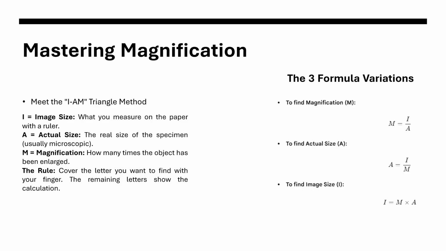If you use both units, that is millimeters for image size and micrometers for actual size, then you cannot conclude with a correct answer. So first of all is the unit conversion. We will practice this conversion in the next slide. As a summary, remember I is on top, A and M are on the bottom. So cover what you need and the triangle does the work for you. Master this and you have secured some of the easiest marks in the entire biology exam.